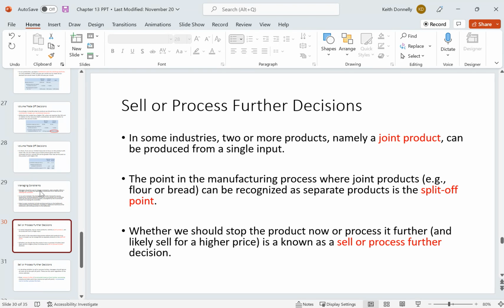So here's the idea with flour and bread. We make and create flour. Should we sell the flour right now as it is, or does it make more sense that we should process it further, put the flour in, mix it, and make bread and sell the bread? At that point, once we have the flour, it splits off. You either sell the flour, that's road 1, or road 2, you process it further and turn it into bread and sell the bread. What should you do?